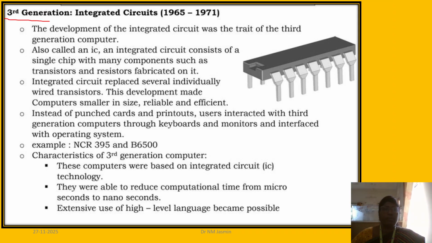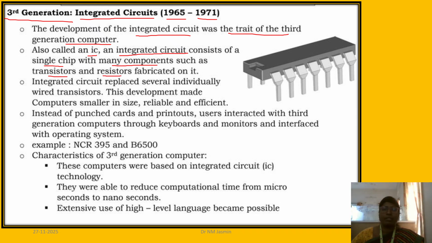Come to the third generation. The third generation computers can also be called the integrated circuit generation, for the period of 1965 to 1975. If you see the development of the integrated circuits, which was the characteristic of the third generation computer, these are also called ICs. An integrated circuit mainly consists of a single chip with many components such as transistors and resistors fabricated on it. Just observe this picture.